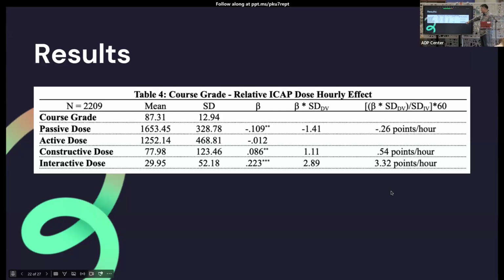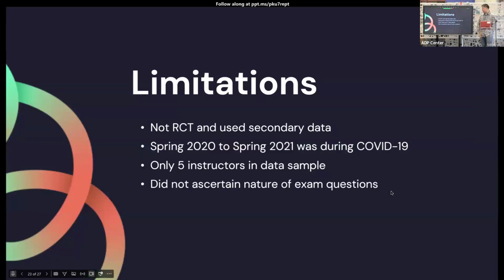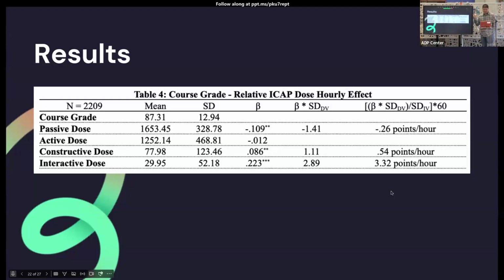And then if you look at interactive, it's astounding. 3.32 points per hour of contact of working collaboratively with other students. And when I saw this, I was like, wow, the power of recitation, right? And this is the power of good homework problems. That's where it mainly came from. This came from recitation with good homework problems, right? So collaboration. And I think this is pretty astounding.